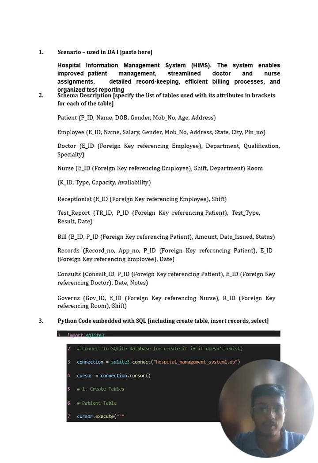Then record number, patient ID, again a foreign reference, then employee ID, which is a reference to employee, because the record contains all the records of the patient, its test details and all of that, and the doctor, which employee is assigned to it. Then consult ID, like which patient is consulting which employee. So it will contain consult ID, patient ID, employee ID, then date and notes. Then governed, which contains govern ID, employee ID, then room ID, like which patient is governed to which room, and shift.